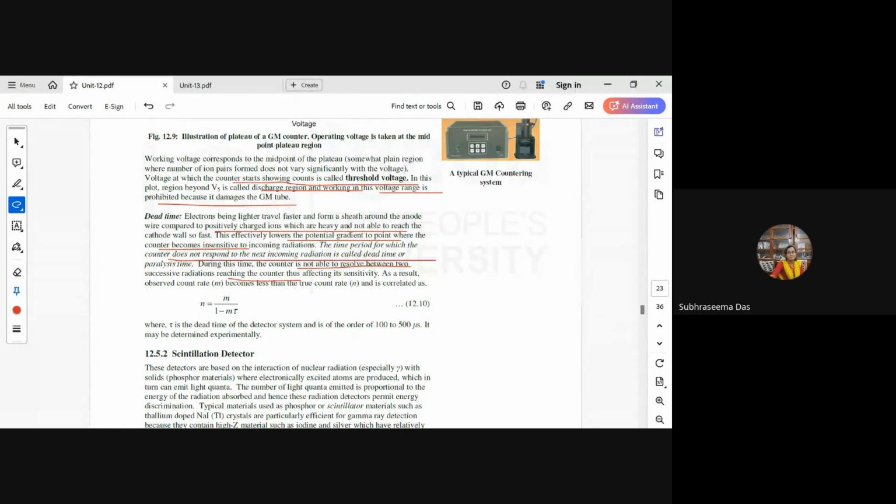As a result, the observed count rate becomes less than the true count rate, and is correlated as n = m/(1 - mτ), where τ is the dead time of the detector and is mostly in the order of 100 to 500 microseconds. This τ is always measured, most of the time experimentally.